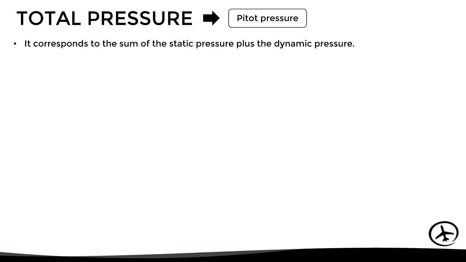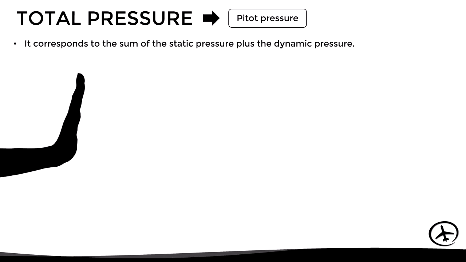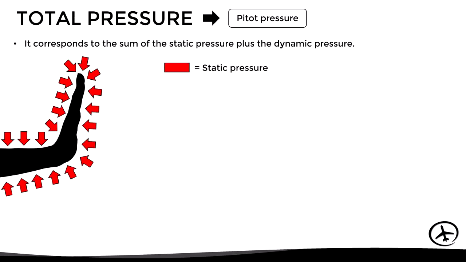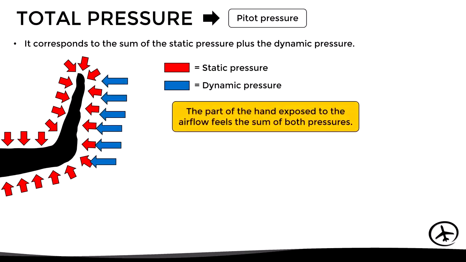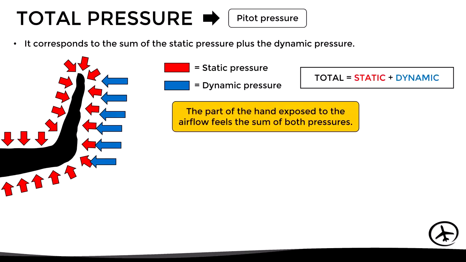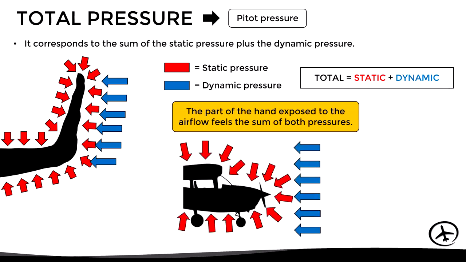Let's suppose we are traveling on the highway and put one hand out the window in such a way that the palm of the hand is exposed to airflow. In this case, the hand will experience two pressures. We have the static pressure that is always present regardless of whether we are moving or not. And we will also experience dynamic pressure due to the airflow against which we are moving. So in this case, in the palm of your hand you will experience the sum of both the static pressure and the dynamic pressure. And this is exactly what happens with an aircraft that is moving through the air. It will experience both pressures.